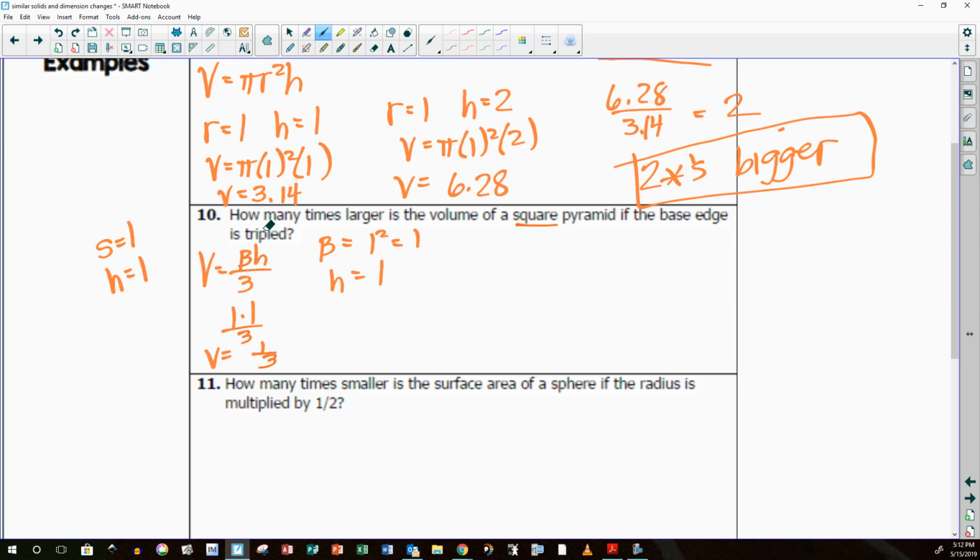Now they want me to triple it. So now my new base edge is 3, because 1 times 3 is 3. The height is still 1. So I'm going to do the same thing again. Now big B is 3 squared, which is 9. The height is still 1. So base times height divided by 3, because that's the formula. 9 times 1 is 9, and 9 divided by 3 is 3. So now my new volume is 3.